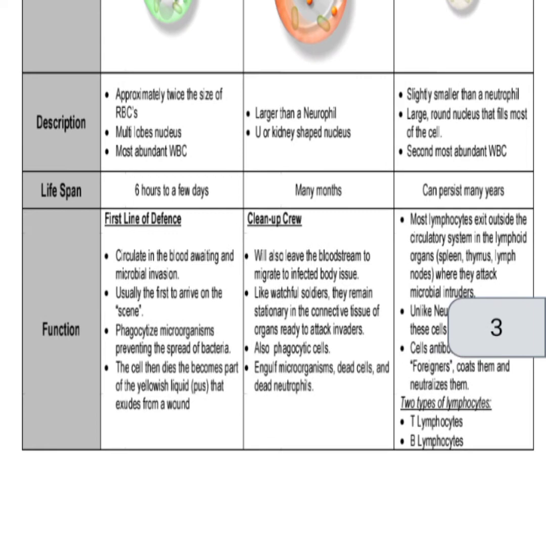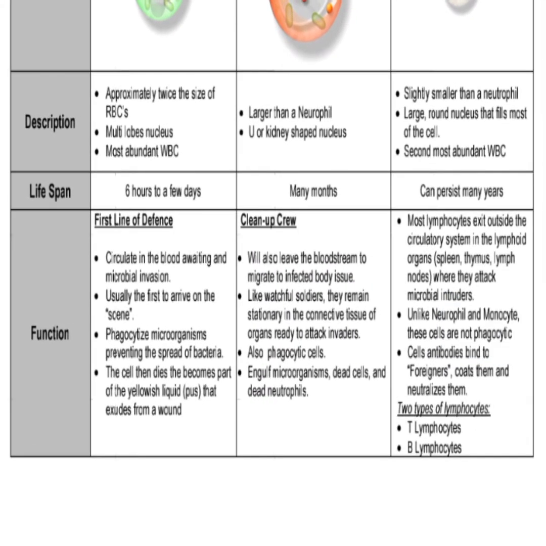Picture. Description. Neutrophil: approximately twice the size of RBCs. Multi-lobed nucleus. Most abundant WBC. Monocyte: larger than a neutrophil. U or kidney-shaped nucleus. Lymphocyte: slightly smaller than a neutrophil. Large round nucleus that fills most of the cell. Second most abundant WBC. Lifespan: neutrophil 6 hours to a few days, monocyte many months, lymphocyte can persist many years.